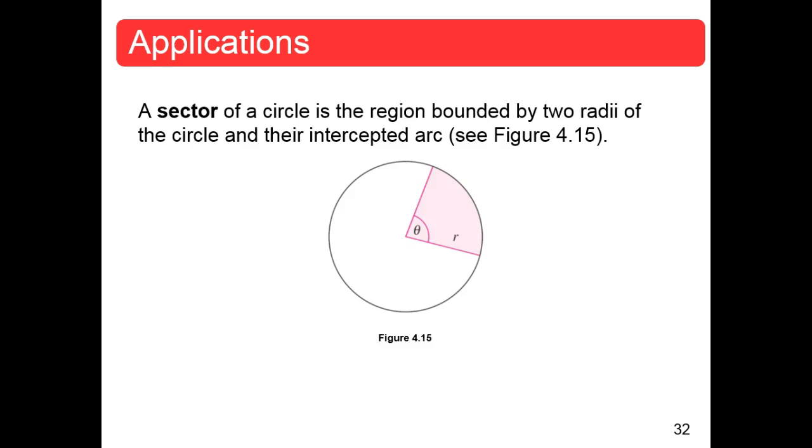So, here's another definition. A sector of a circle is the region bounded by two radii of the circle and their intercepted arc, that's this. That is called the sector of the circle. The pink, or whatever color you call it, fuchsia, whatever that is. That is your sector of the circle, defined by the amount of angle that it sweeps there. Now, that's just a definition.